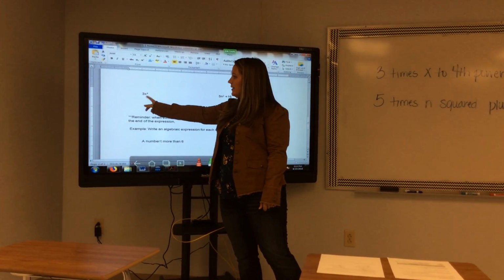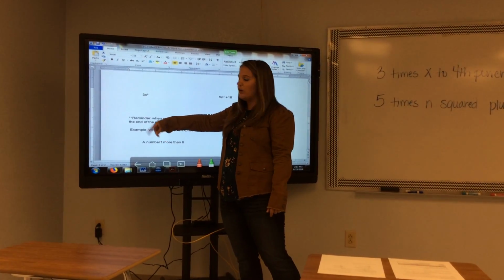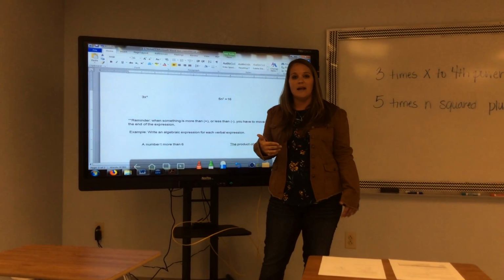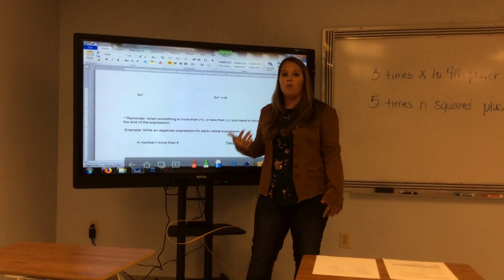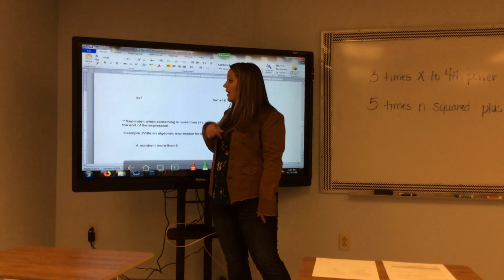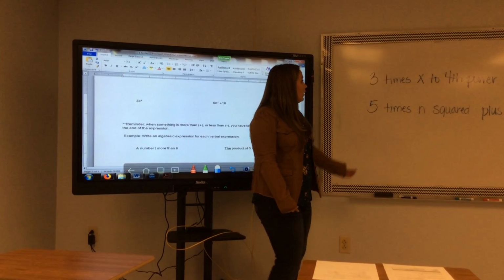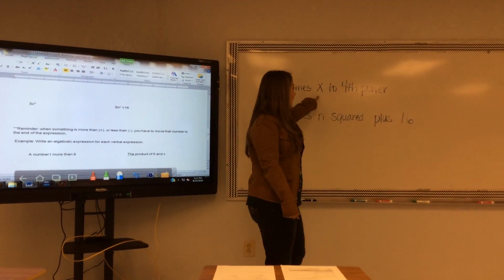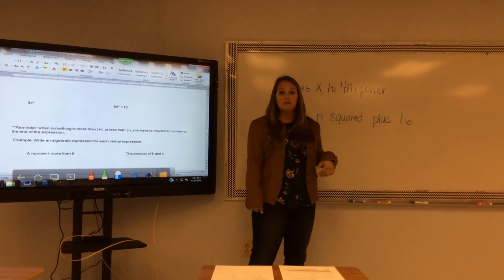This 3x next to each other shows that there's some multiplication going on. The power of 4 means that I'm multiplying that x times itself 4 times. The way that we could just say that is 3 times x to the 4th power. Just write it out just as that sounds. 3 times x to the 4th power.